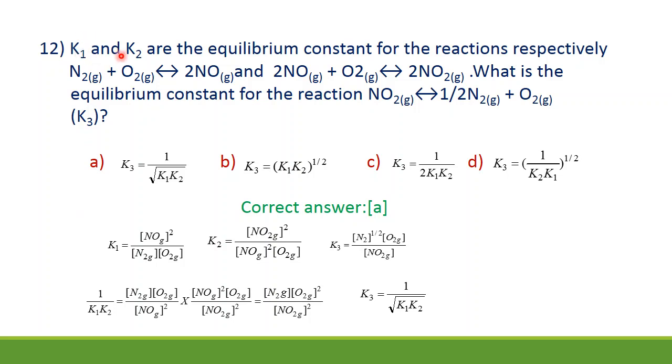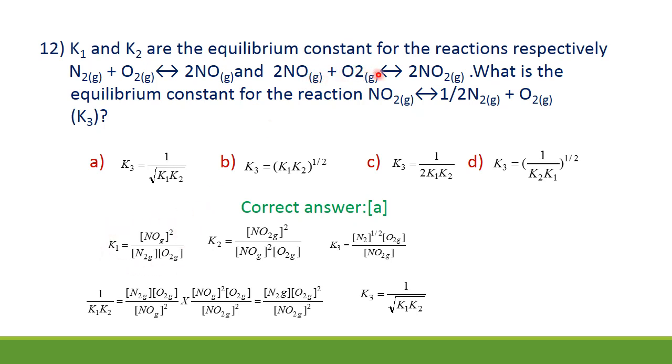Question number 12. K1 and K2 are the equilibrium constants for the reactions respectively. N2 gas plus O2 gas, reversible arrow 2NO gas, and 2NO plus O2 will give 2NO2 gas. What is the equilibrium constant for the reaction NO2 gas, reversible arrow of N2 plus O2? If such a question is asked, first write the equilibrium constant for each reaction. For the first reaction, the equilibrium constant is K1, which is NO whole square divided by concentration of N2 gas into concentration of O2 gas. This is product, this is reactant, this is K1.